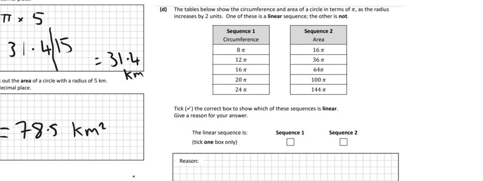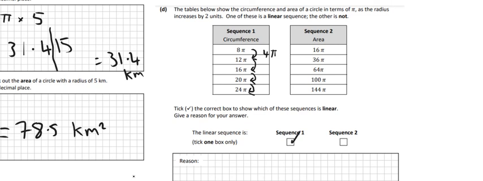So to get from 8 pi to 12 pi, we're going up by 4 pi. And then to get from 12 pi to 16 pi, we're going up by 4 pi. And then 16 pi to 20 pi, we're going up by 4 pi again, and then we're going up by another 4 pi to get 24 pi. So 4 pi is the difference there each time. So because it's the same difference each time, therefore sequence 1 is linear.